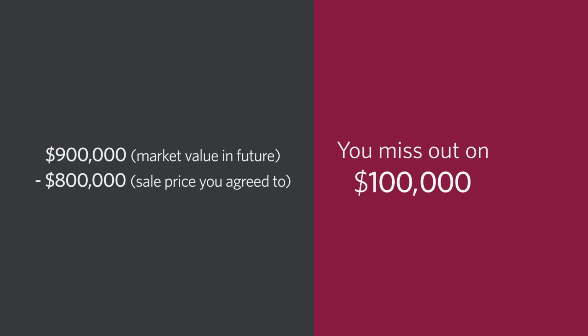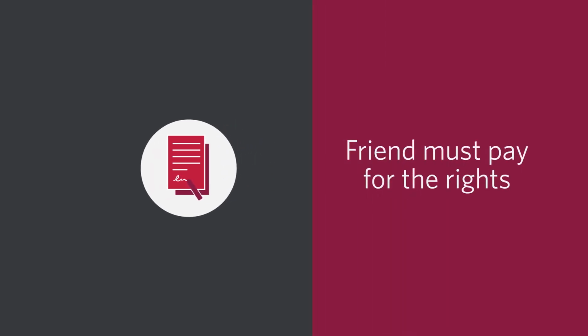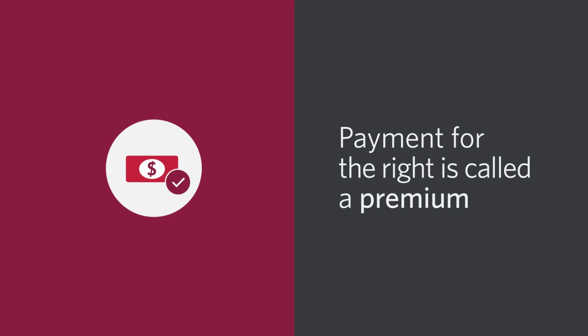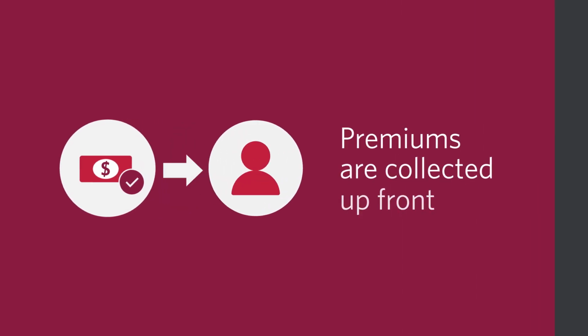Are you going to hand those rights over to your friend for free and potentially miss out on those gains? The answer is no. Your friend must pay for those rights. If we use option terminology, the payment of those rights is called a premium. You are the option seller and you will collect that premium up front. This agreement is called a contract and it expires in 12 months. I've just introduced you to an example of a call option.